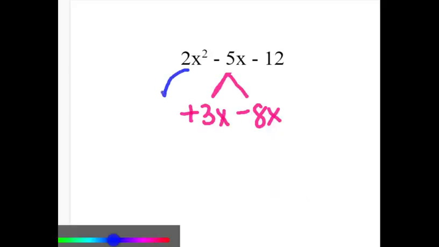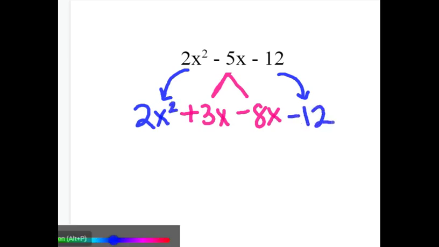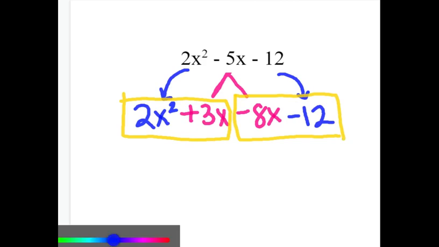Next, I'm going to drop the 2x squared and the -12. I'm going to drop them down. So I have 2x squared and -12. All I did was copy them down again. Then what we're going to do is break these up into groups of 2. So I'm going to take the first group of 2 and the second group of 2, and I'm going to look for a GCF.